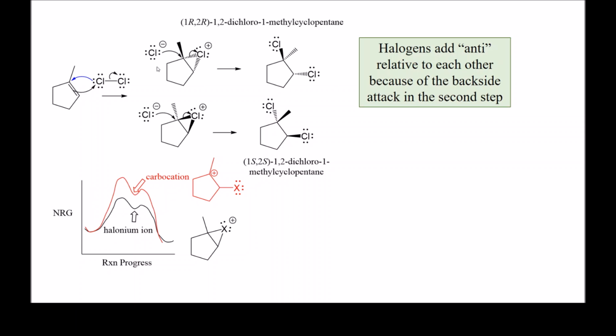and that's because of this backside attack that occurs here in the second step, where this chloride ion has to approach from the backside of that carbon-chlorine bond, which is going to force it to, if the chlorine is going away from you into the screen, then the chloride ion that attacks has to hit it from behind, which means it would end up coming out at you.